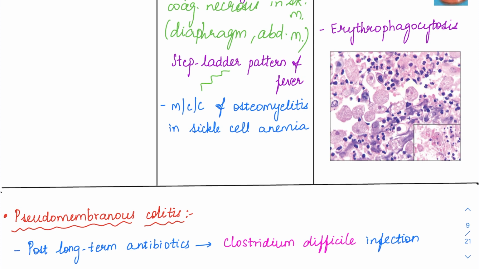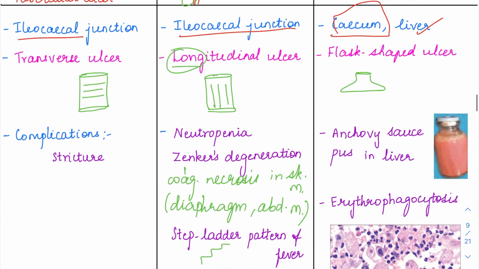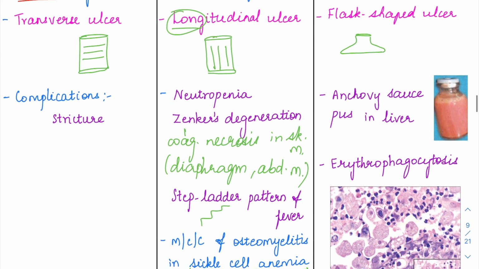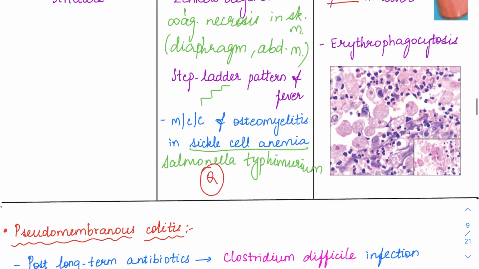And we all know the most common organism causing typhoid fever is Salmonella typhi. But Salmonella typhimurium is going to cause osteomyelitis in sickle cell anemia patients. So the most common cause of osteomyelitis in sickle cell anemia patients will be Salmonella typhimurium. Coming to amoebiasis, I already mentioned they will give a history of liver abscess. If you drain that abscess, it will give a characteristic appearance called anchovy sauce pus. Anchovy sauce pus will appear like this, some pinkish brown material.